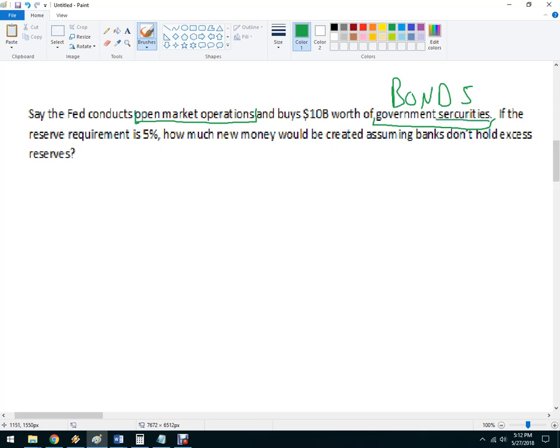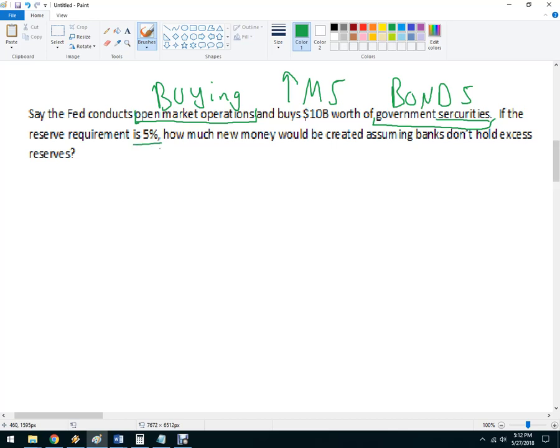A security for a company is often, well, companies do have bonds, but most of the time they fund things through stock, and those are called equities or just securities in general. But government securities always refers to bonds. So here we have the Fed open market operations buying. What are they doing? They're buying bonds, so this is increasing the money supply. We should expect an increase in the money supply. The question is how much?